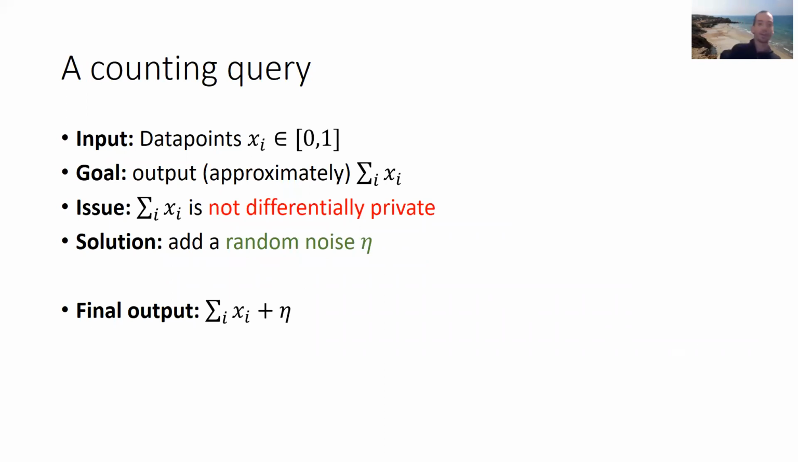So let's move to answering one query. In fact, we'll talk about the simplest type of query, a counting query. Here, each data point is just a number between 0 and 1, and the goal is to approximately output the sum of all xi's. You cannot output the exact sum because the exact sum is very sensitive to a specific input. For example, if the adversary asks, what is the sum of everyone, and what is the sum of everyone except Donald Trump, then given these two queries, they will be able to infer the exact value of Trump or anyone else. So we cannot answer the sum exactly.